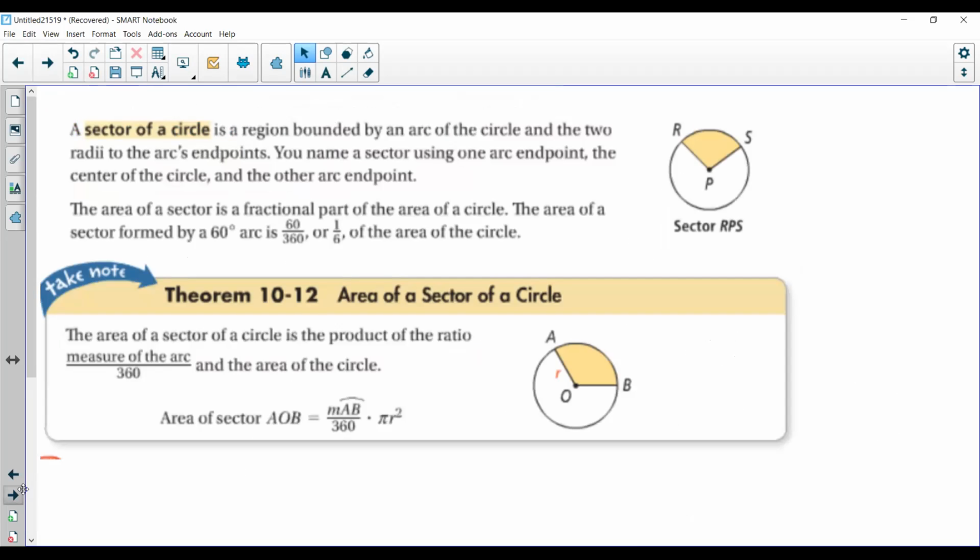Today we will talk about a sector of a circle. Let's learn what the definition of a sector is and what the area of a sector is. Now look at the circle here. A sector is a region bounded by an arc of a circle and two radii to the arc endpoints.